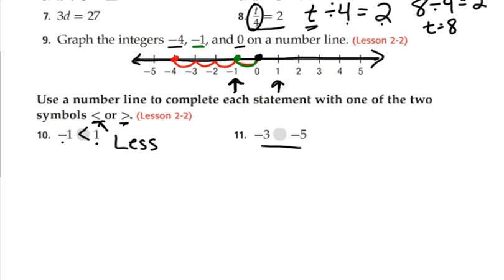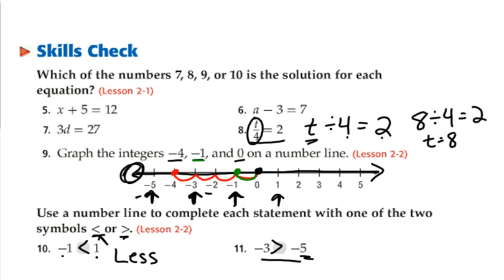Now this one over here, -3 is what to -5? Well, if we look here, -3 is here, -5 is here. So which one's farthest over to the left? Remember, the farthest over to the left is going to be our more negative. Well, that's -5, because -5 is here and -3 is here. So we know -3 is greater than -5 because -3 is more to the right, -5 is more to the left.